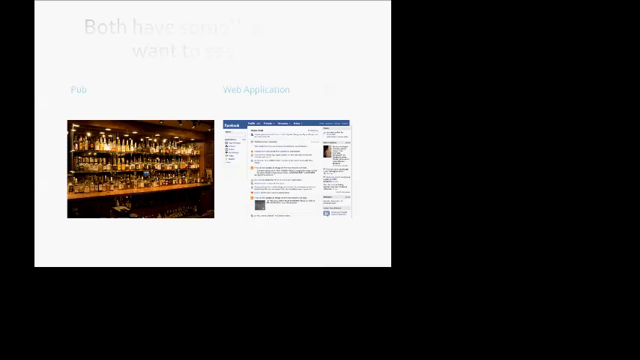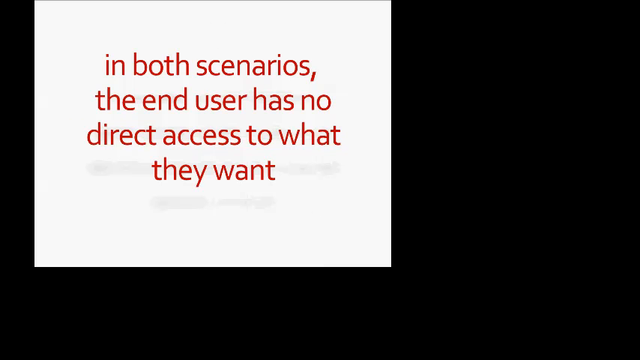We'll look at this a little more closely. Okay? So we've got our pub over here on my right, and a web application, Facebook, on the left. In each case, both the pub and the web application have something somebody wants, right? On Facebook, we want information about our friends or their criminal activity. In the pub, we want drinks. But in both cases, the end user has no access to get what we want.